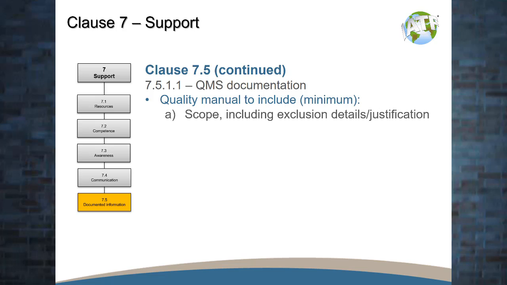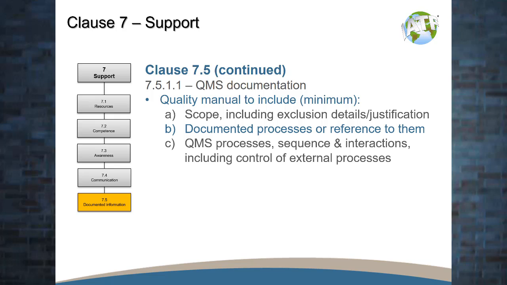The quality manual is to include the scope, including exclusions and detail or justification for anything that's excluded. Again, we don't see the words exclusion or exclude in the 9001 document, so we see it here on the automotive side. But what is the scope of your management system, your QMS? And it needs to be documented inside the quality manual. Again, documented processes or reference to them. QMS processes, sequence, and interactions, including control of external processes.